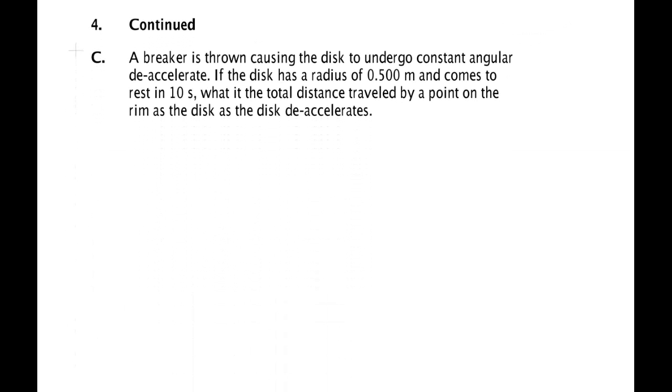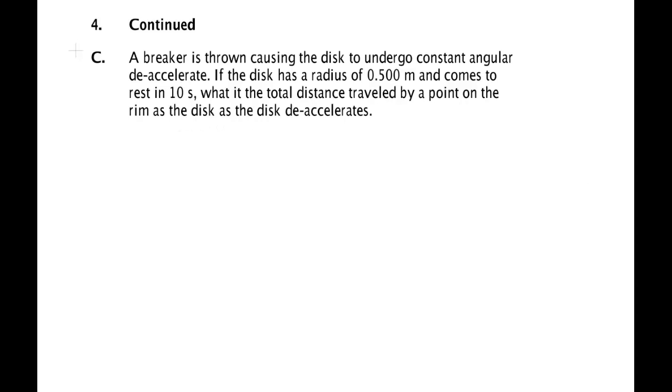Now, in the next one, a breaker is thrown, causing the disk to undergo constant deceleration. If the disk has a radius of 0.5 meters and comes to rest in 10 seconds, what's the total distance traveled by a point on the rim as the disk decelerates?